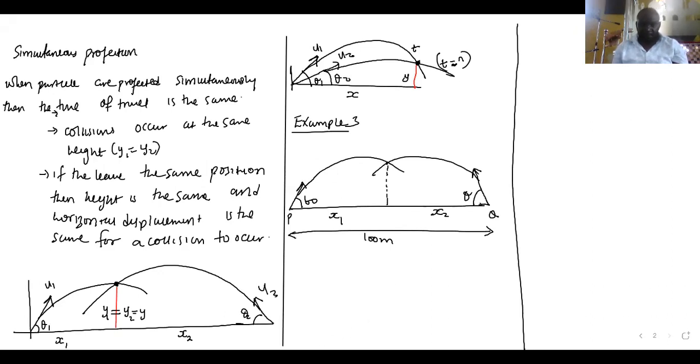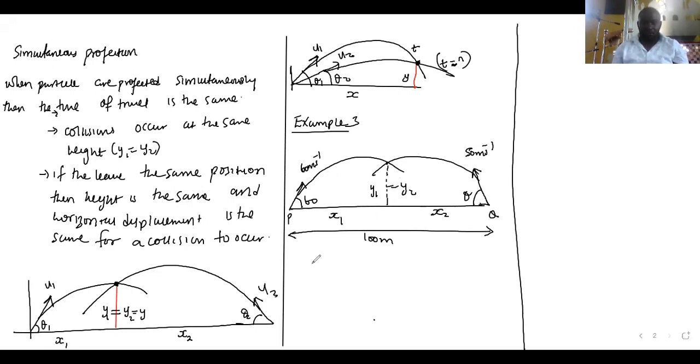The initial speed of P is 60. The initial speed of Q is 50. So this is 60 meters per second, and this is 50 meters per second. Now, like I mentioned, here height 1 is equal to height what?